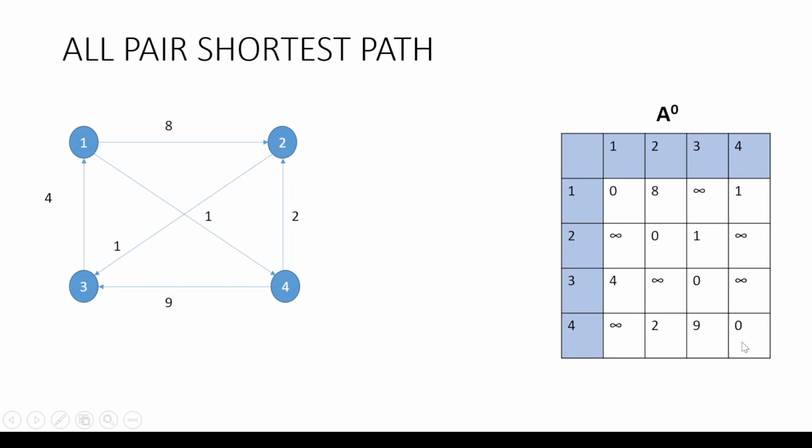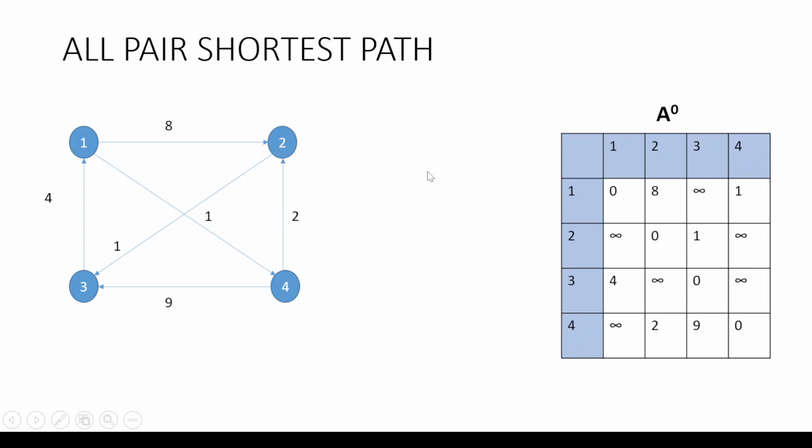Similarly, fill the adjacency matrix with the cost that is given in the graph. If there is no edge between two vertices, mark it as infinity. The weight from a vertex to the vertex itself is 0, so the diagonal elements are 0 here. The remaining elements you can fill. Now we have the initial adjacency matrix.